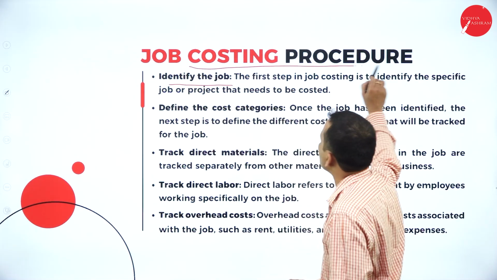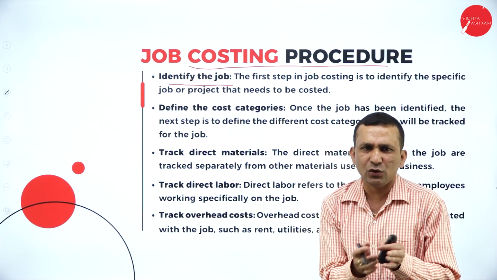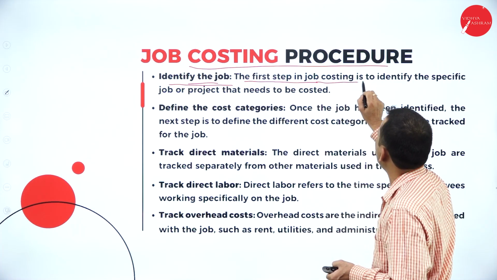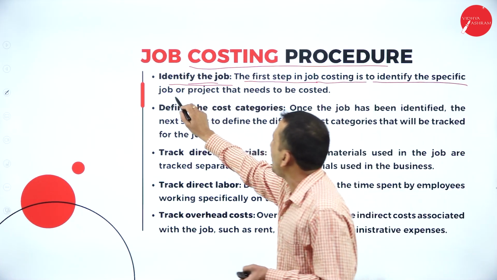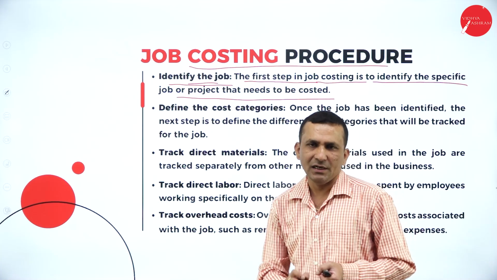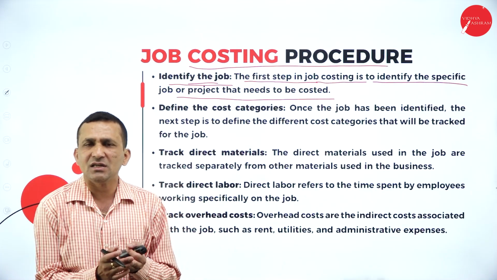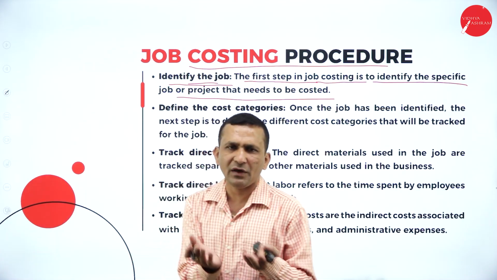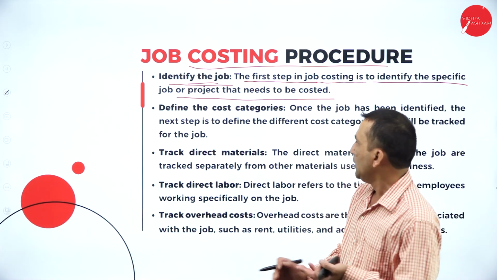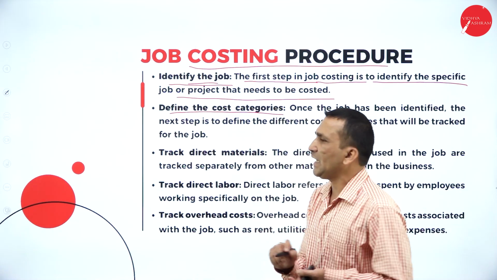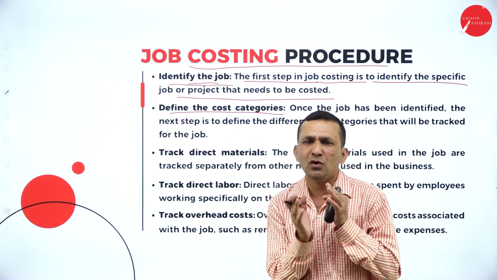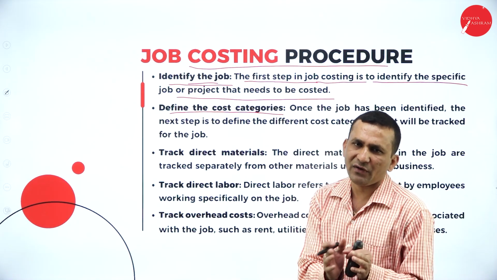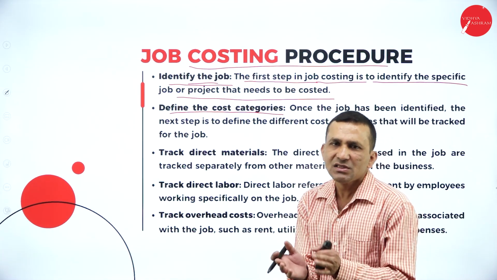Here the job costing procedure is similar to the prerequisites. Identify the job. The first step is to identify the specific job or project that needs to be costed, because it is customer requirement based or a customized product, and when you go about it, you're preparing a cost. So you have to identify what kind of job you're performing, and define the cost category. You have to define properly. At the first stage, you have to define the costs, all that is required for producing a product or providing a service.